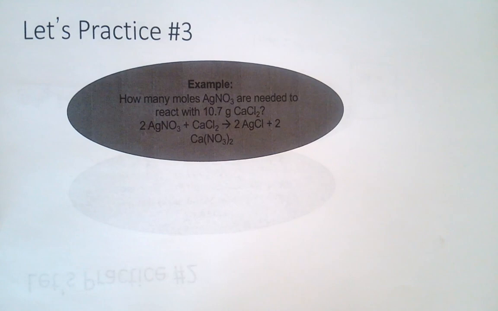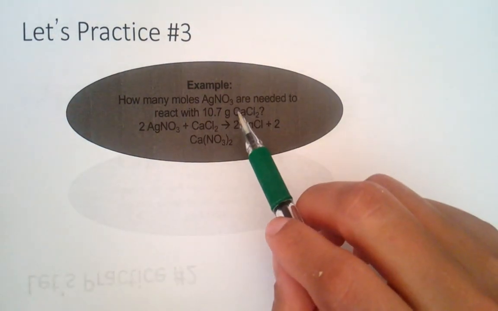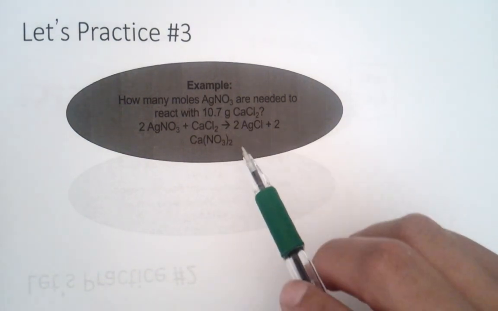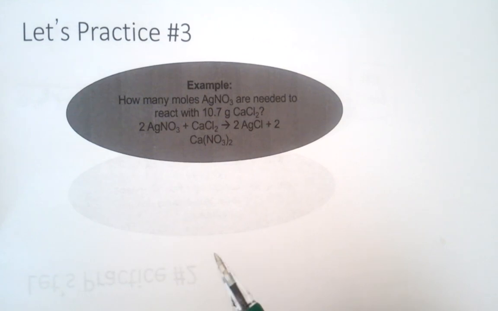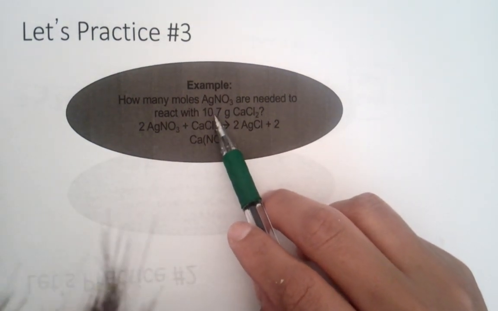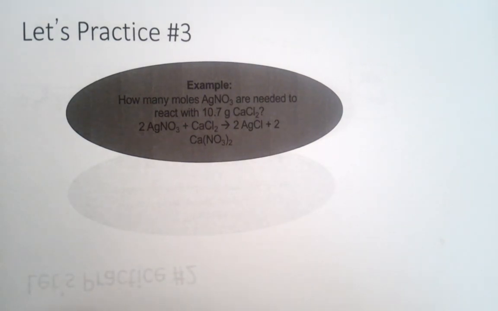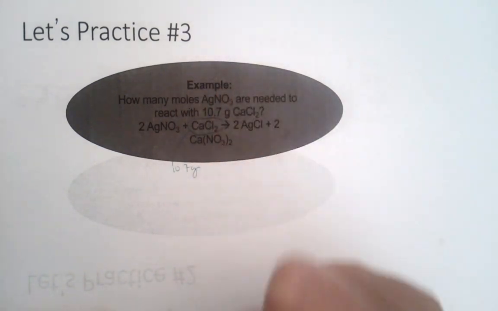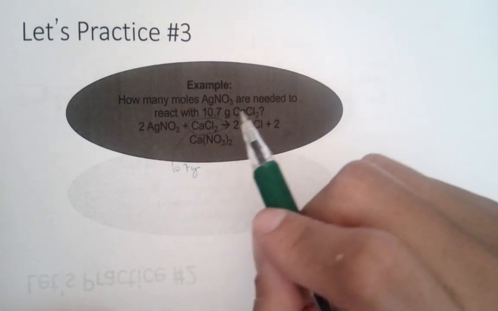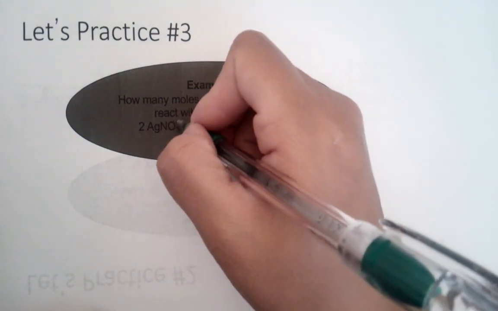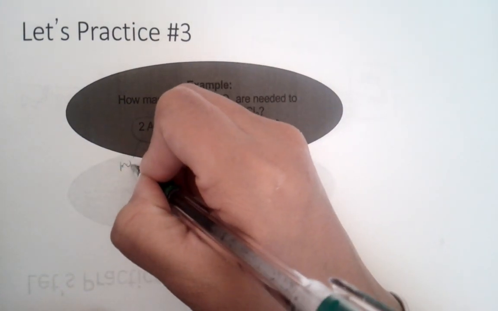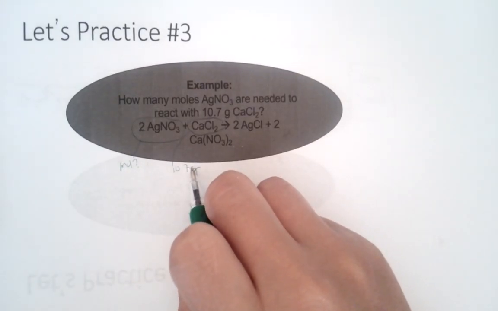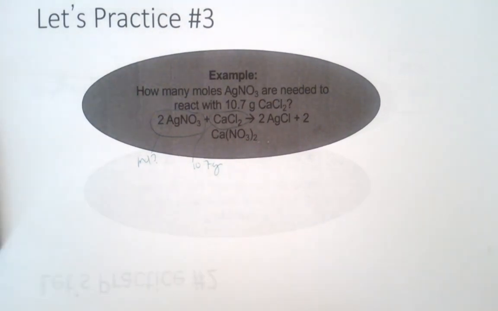All right, so let's look at practice 3. It says, how many moles of AgNO3 are needed to react with 10.7 grams of CaCl2? So you're going to first look at what you have. You have 10.7 grams of CaCl2. That means that we have 10.7 grams of this, guys. And we want to know how many moles of AgNO3, meaning how many moles of this do we need? If we have 10.7 grams, how many moles of this do we need? All right, so let's take a look at that.